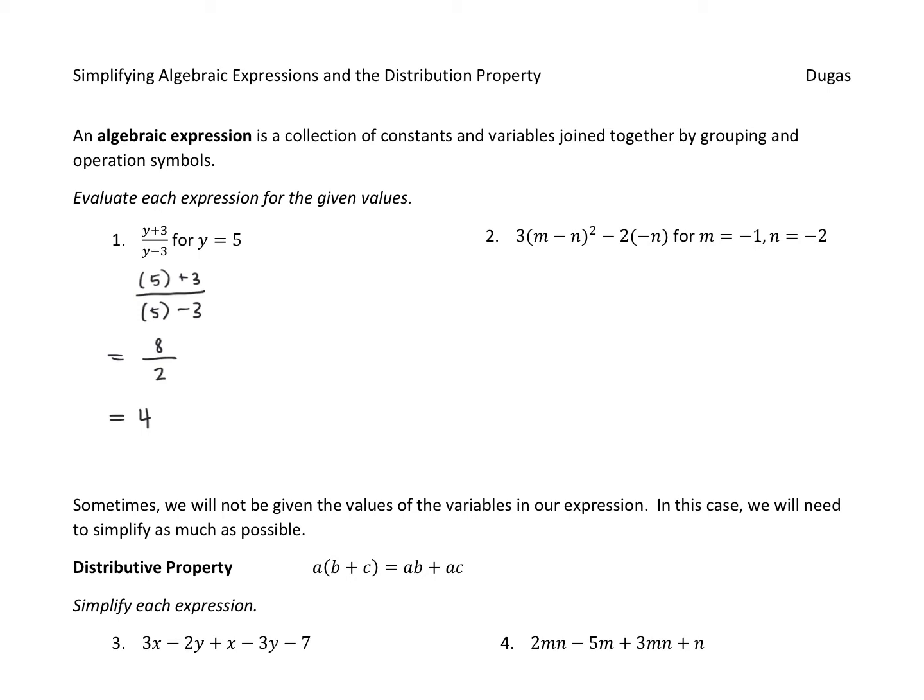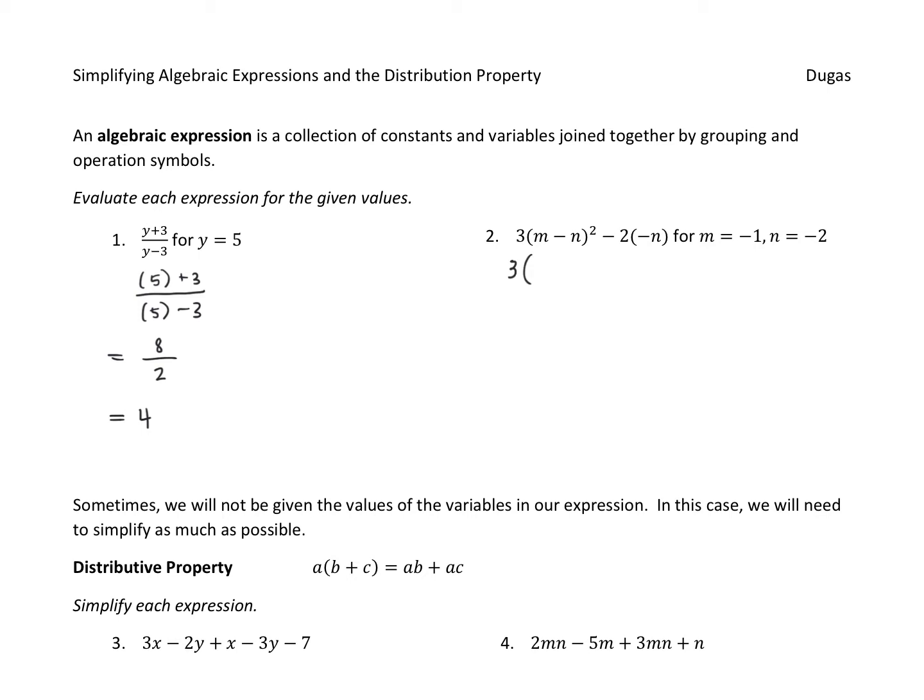Number 2, same thing, but here we have two variables. Notice we have an m and an n. So m is -1 and n is -2. So we want to plug those in. So we will have 3 times m is -1. Notice I'm putting parentheses around the number that I'm plugging in for m, minus n is -2. You might be able to see now already it looks kind of confusing, right?